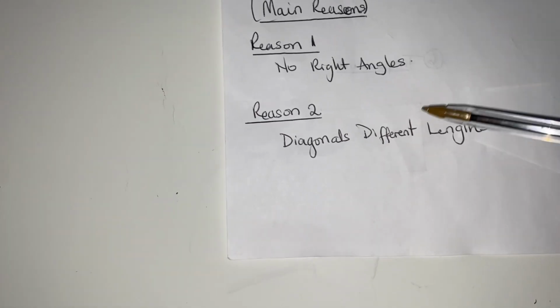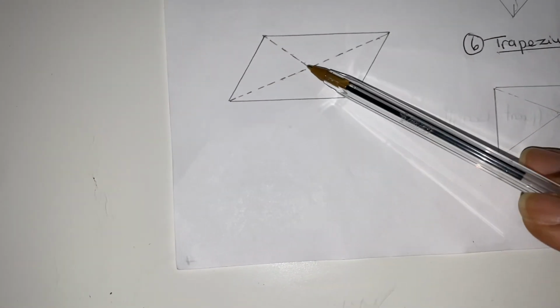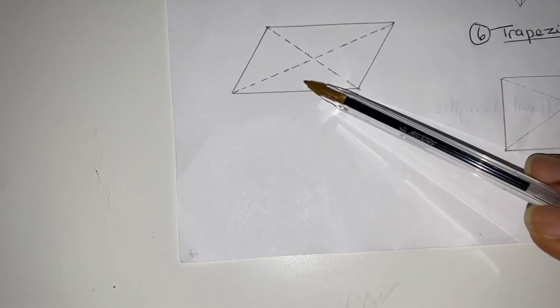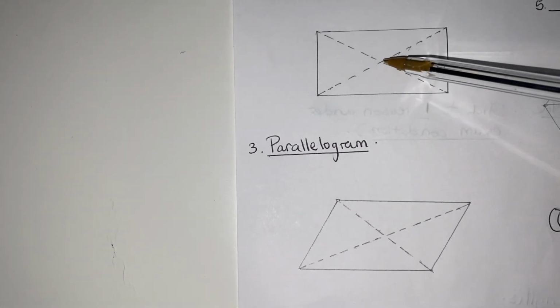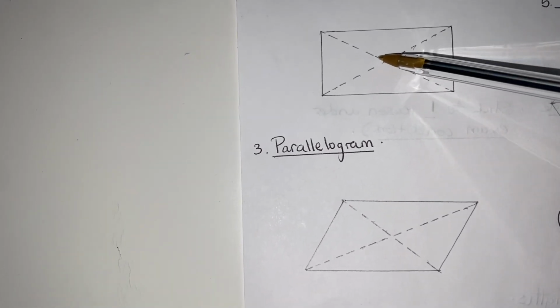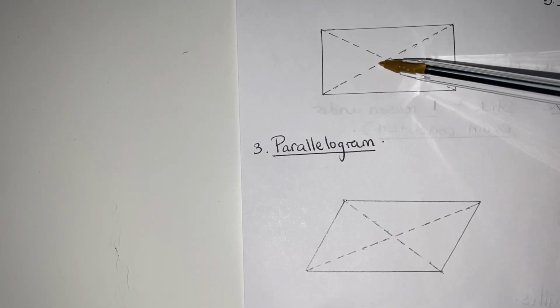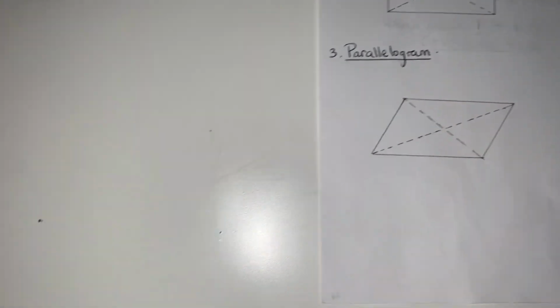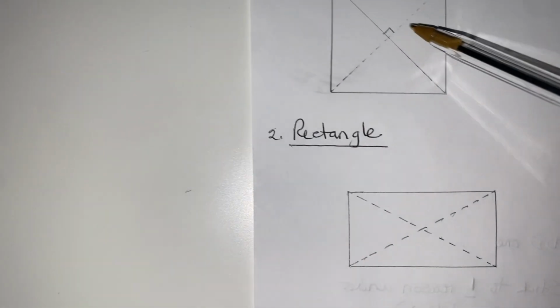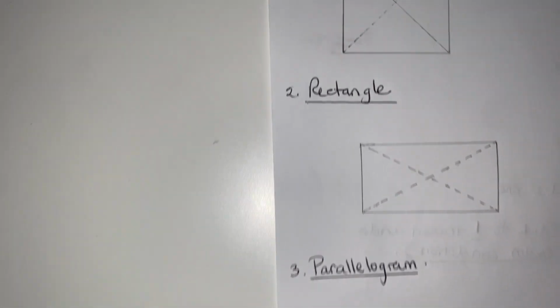But the parallelogram, this one, none of them are right angles. They are all different. The rectangle, here you are, you can have right angles, that one and that one, but these are not. And then the square has all the 4 right angles.